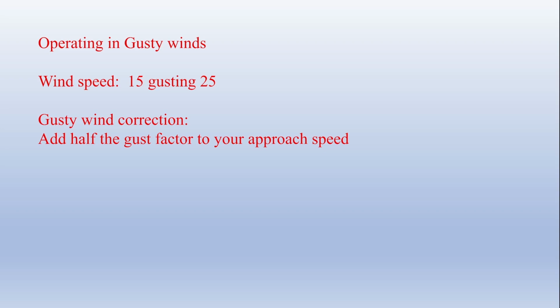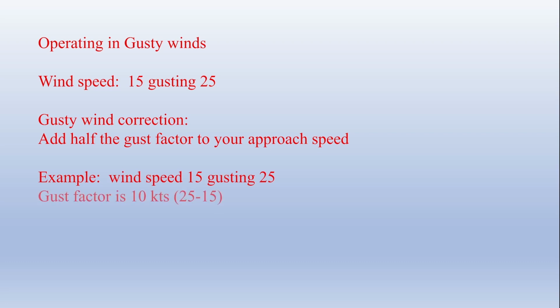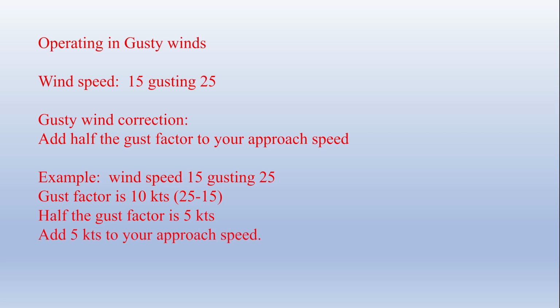To compensate for this, we add gust correction to our approach speed. To get this correction, add half the gust factor to your approach speed. The gust factor is the difference between the steady state wind and the gust. For example, if we have a wind speed of 15 gusting to 25, the gust factor is 10 knots. 25 is the gust, 15 is the speed, so 25 minus 15 is 10 knots. Half of 10 is 5 knots, so we would add 5 knots to our approach speed.